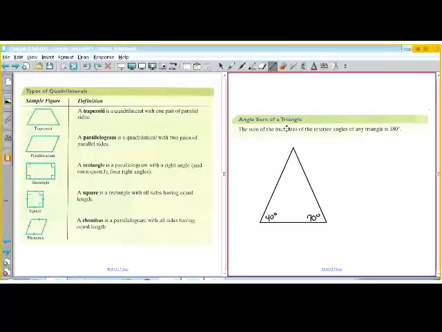So the rule says the sum of the measures of the interior angles of any triangle is 180 degrees. So that means if you know 2 angles for a triangle, you automatically can calculate the 3rd angle. It's kind of like supplementary, except you're going to subtract the measure of 2 angles instead of the measure of 1 angle.